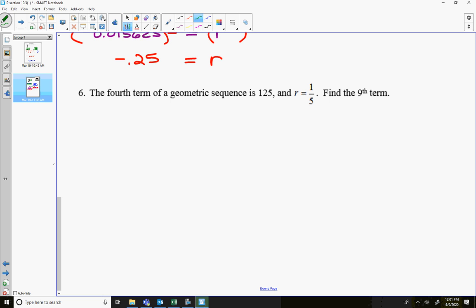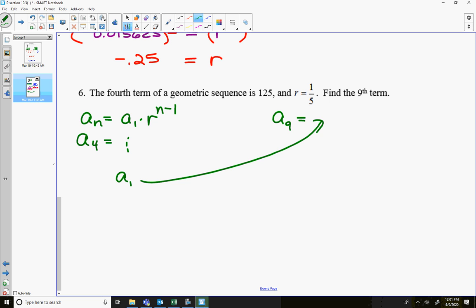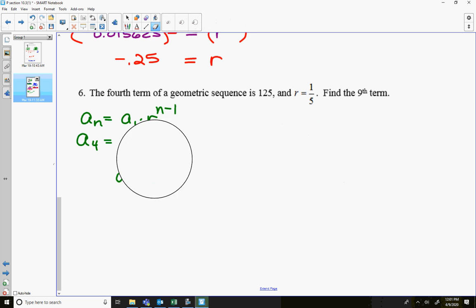But real quick, I could start with the fourth term. Well, there's our formula. But I could start with the fourth term, and from this, solve for A1. And then come over here and find the ninth term now that I know what A1 is. Okay, that would work. Nothing wrong with it. But there's a shorter way to do this problem, a little more direct.